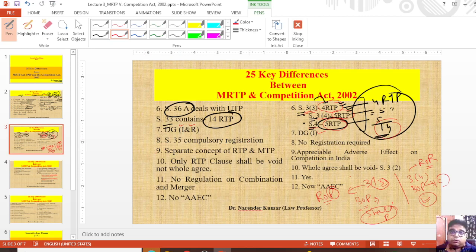जब आप MRTP पढ़ते हैं तो वहां पर आपको ये कंसेप्ट अलग अलग दिखाई देते हैं, बट nowadays in Competition Act 2002 you generally refer that is AAEC. That is a very beautiful phrase added by the lawmakers, that is appreciable adverse effect on competition in India. Appreciable means जो बड़े लेवल पर which can influence your economy. Adverse जो नेगेटिव इफेक्ट पैदा करते हैं, नेगेटिव इम्पैक्ट क्रिएट करते हैं ऑन कंपटीशन इन इंडिया.